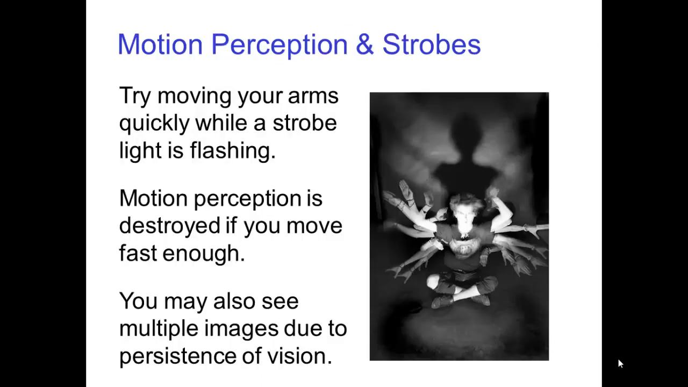To demonstrate motion perception, try moving your arms quickly while a strobe light is flashing. Motion perception is destroyed if you move fast enough. You may also see multiple images due to persistence of vision.